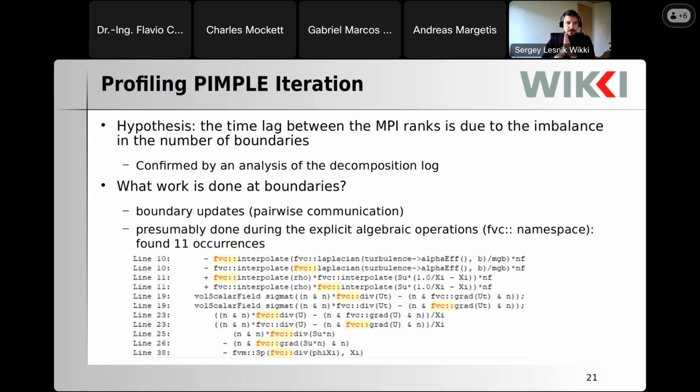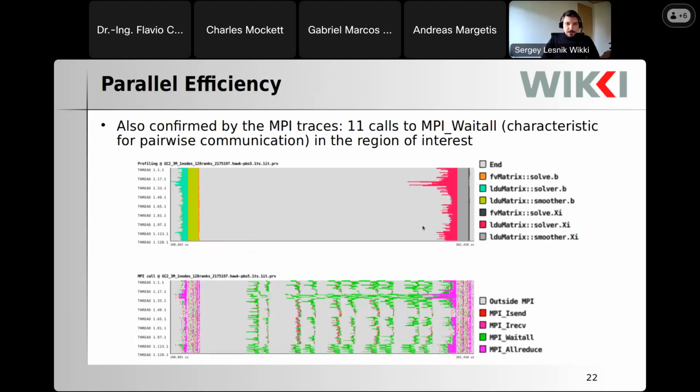And we found exactly 11 occurrences of FVC schemes in this code, right? So we just looked for the FVC word in the code, and we asked the profiling team to look for MPI waitalls, and found exactly 11 occurrences of this.